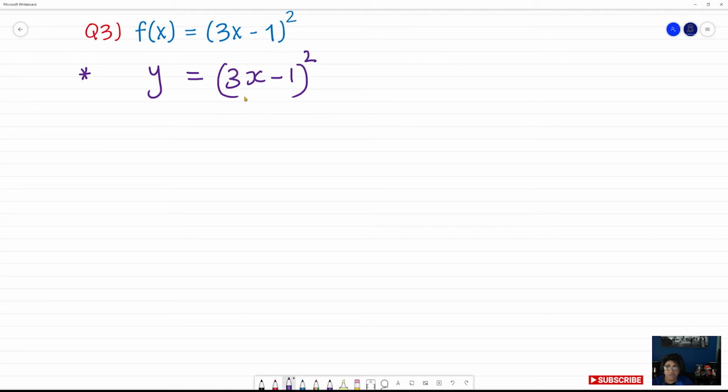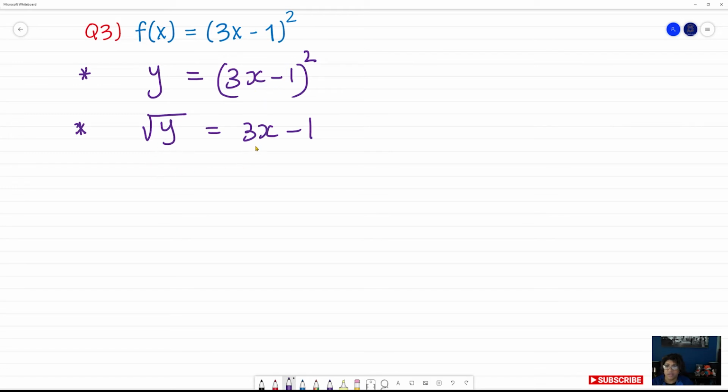So what we're going to do is square root this in order to release the x. We're going to square root both sides then. So this is going to be square root of y is equal to 3x minus 1. Remember, if you square root a square, you will get what is left.